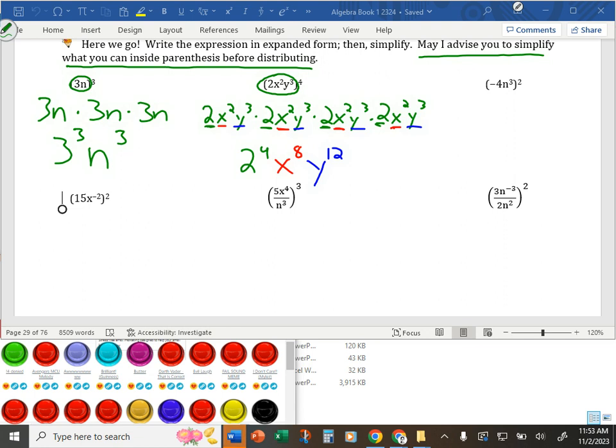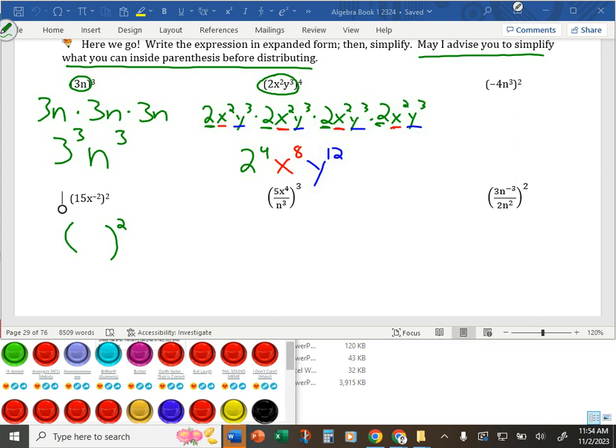So what can we do inside of our parentheses? We're not going to do anything yet, but just inside our parentheses, how can we simplify 15x to the negative second? Negative power, what do we do with it? Don't overthink it. What does the negative power mean? It's the wrong part of the fraction, right?